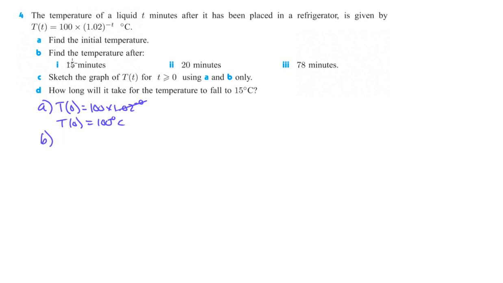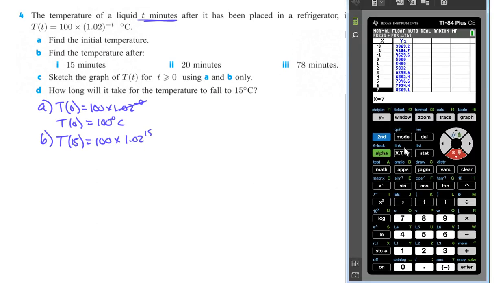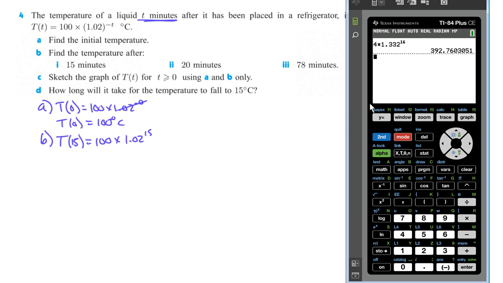Okay. Part B, find the temperature after 15 minutes. So now we'll just start plugging in time into that, because this is t minutes. So we get T of 15 equals 100 times 1.02 to the 15th. Now again, we're going to have 3 different things we can put in here. We could do the table, but since we've got 15, 20, and then 78 is way up there, let's try this. Another way to do this without having to re-enter everything over and over again is simply put this into the regular calculating screen here.